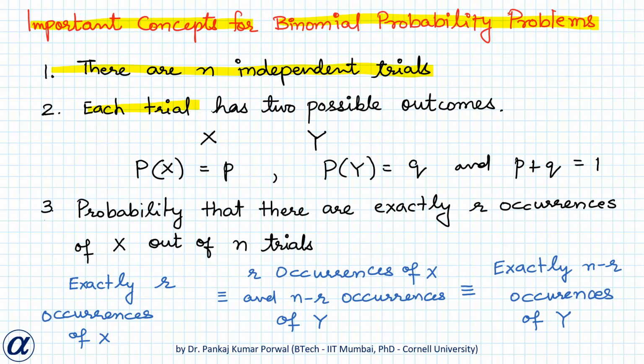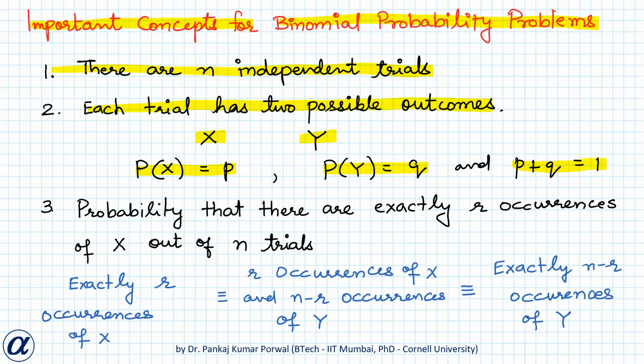And for each trial, we define two possible outcomes. Let's call them x and y. The probability of occurrence of x in the trial is p, and the probability of occurrence of y in the trial is q. And because there are only two possible outcomes, p plus q is equal to 1.